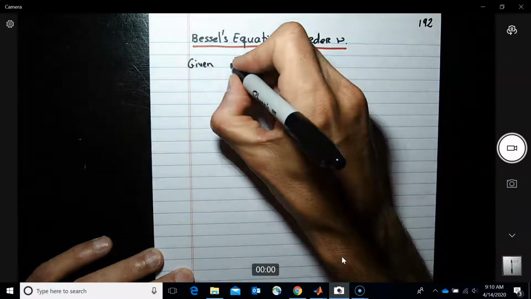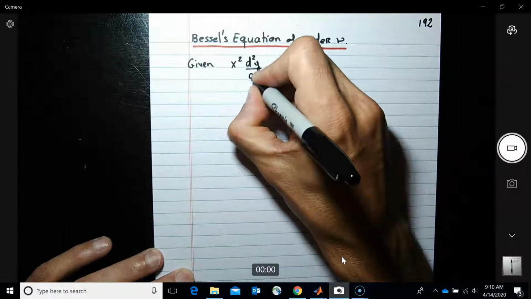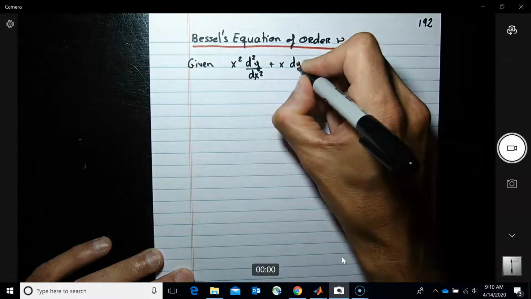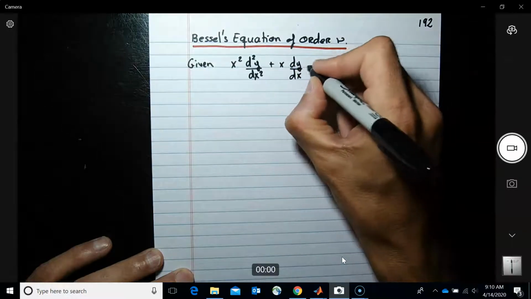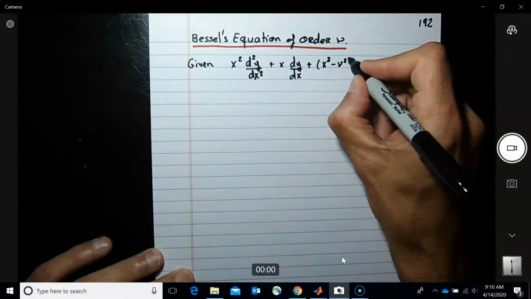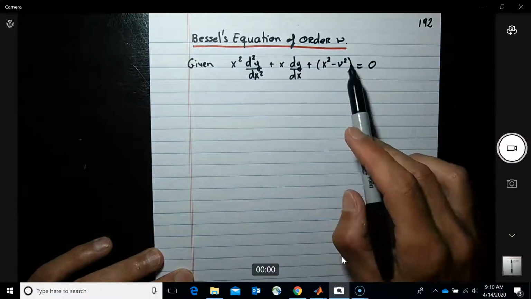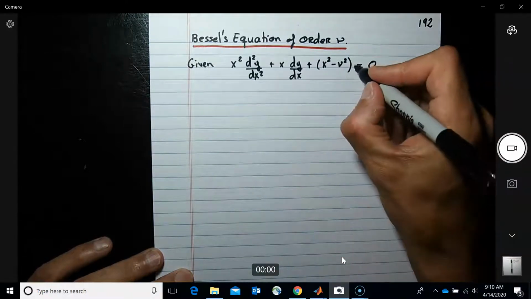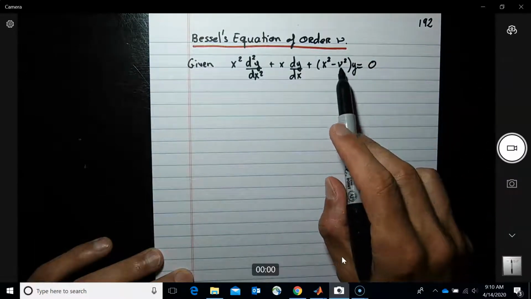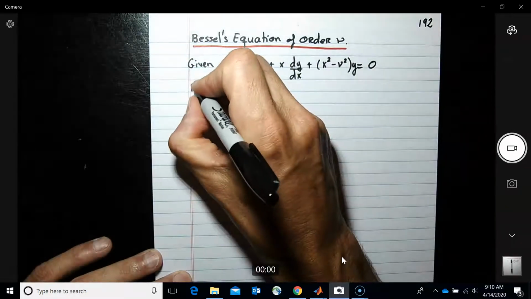So given the second order ODE of this general form, this is a general form for the Bessel equation of order mu, okay? Oops, I forgot the y over here. So we did order 0, that means that this term was equal to 0, so we only had x squared y.